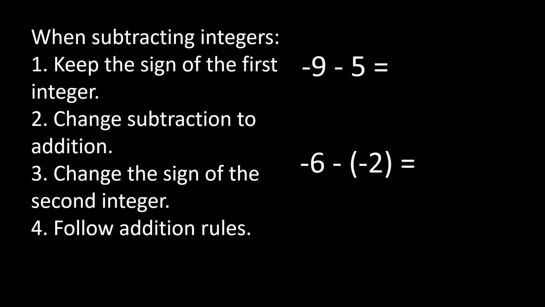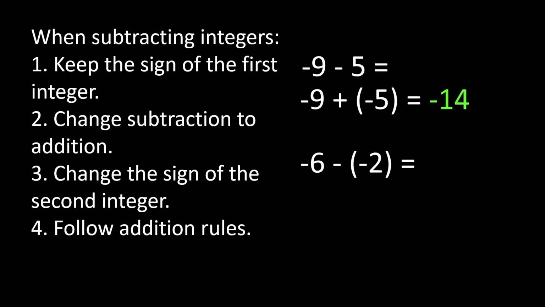We'll follow the subtracting integer rule for -9 minus 5 as well. -9 remains -9. We change subtraction to addition, and we change the sign of the +5 to -5. And we'll want to put parentheses around the -5. Now we're adding integers with the same sign, and that addition rule says we add the absolute values and keep the sign. -9 plus -5, 9 plus 5 is 14. -9 plus -5 equals -14.